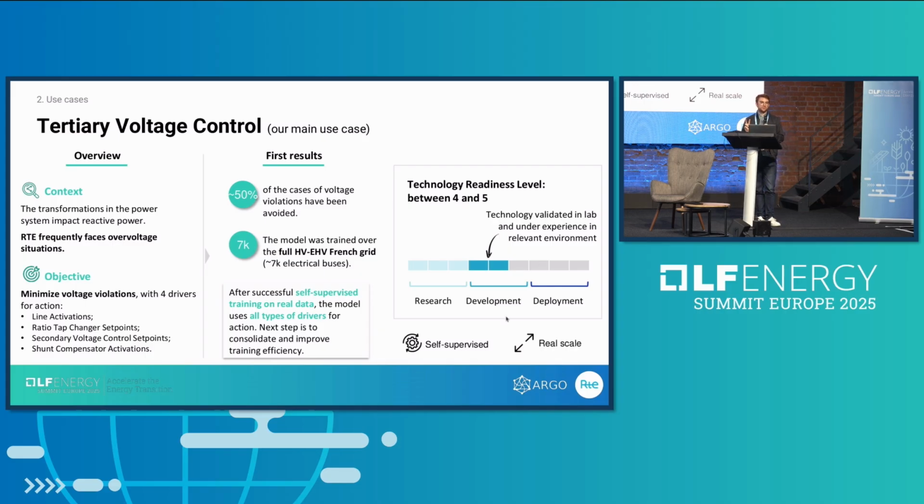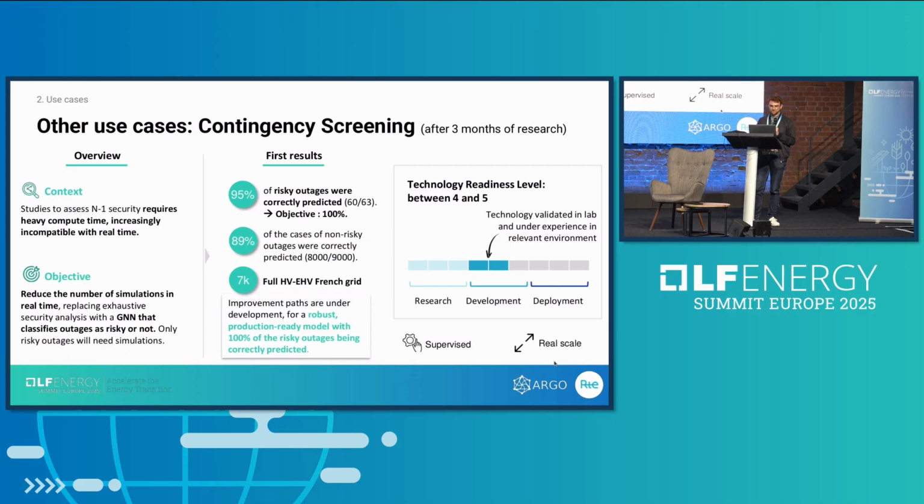The two key features of this work are that we are working in a self-supervised fashion, so the graph neural network is discovering by itself the relevant strategies to handle voltages, and also that we are working at real scale. So we are working on the real-life data that we have at RTE.